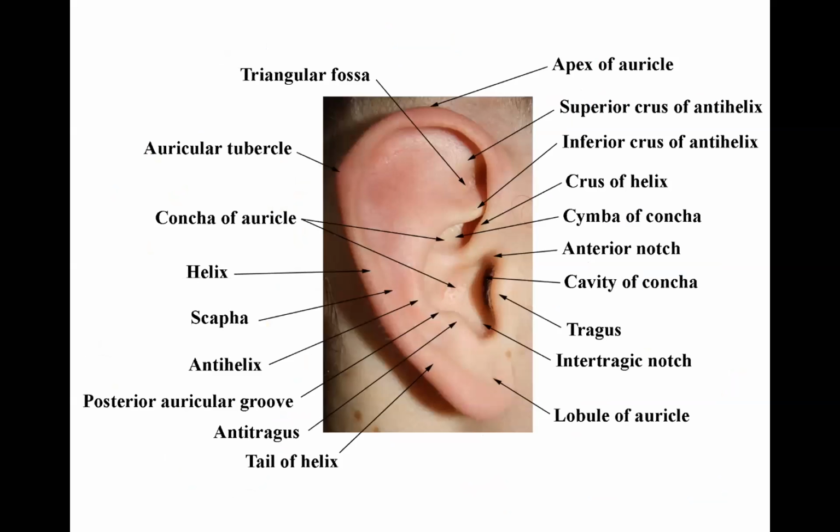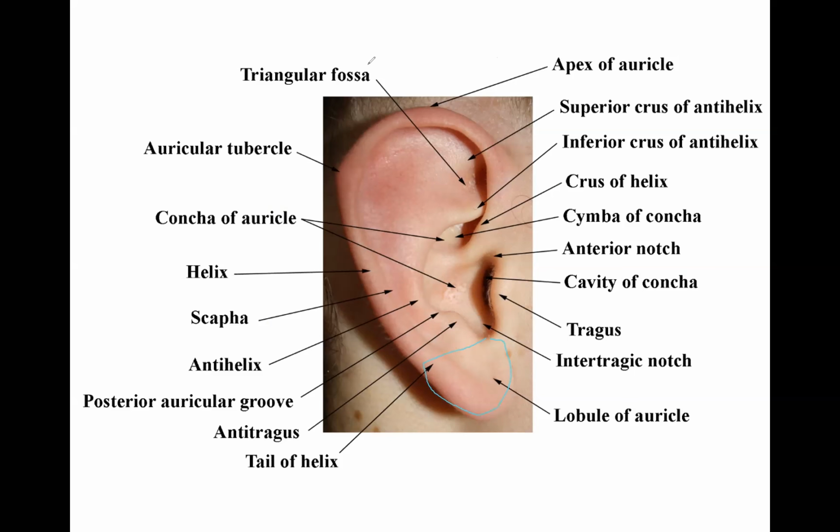So here we have a photo of all the structures again. If you have questions to that, it's important that in the lobule there is no underlying cartilage. So that's the most suitable area for piercing here. That's why earrings are put here. If you pierce the auricle somewhere else, you can cause a destruction of the cartilage. So that's very important that this area is without the underlying cartilage.